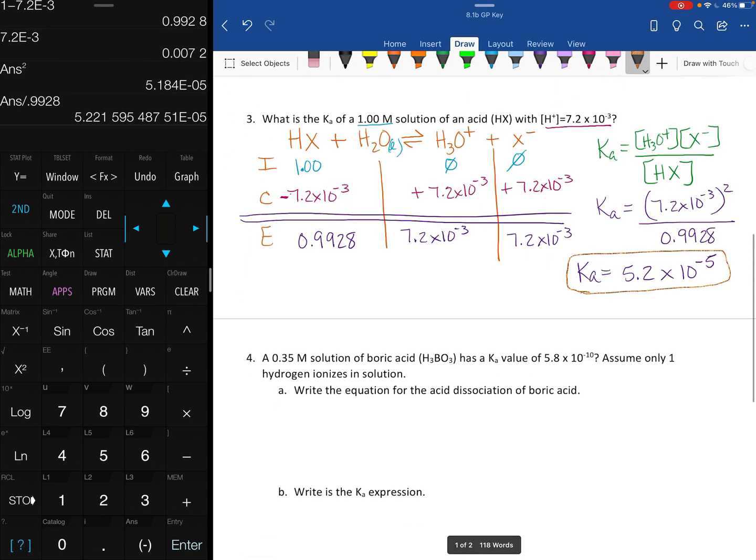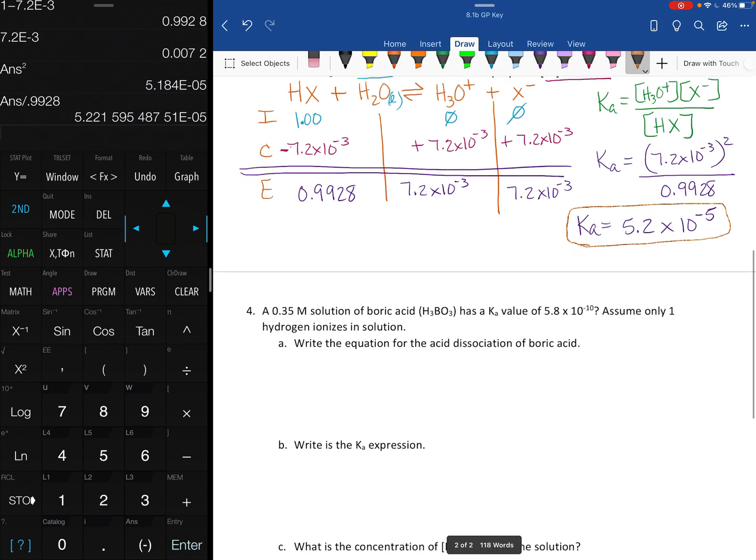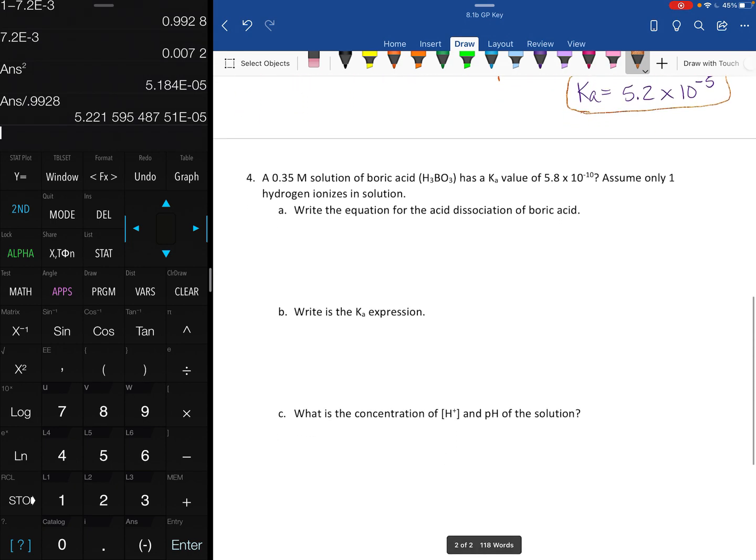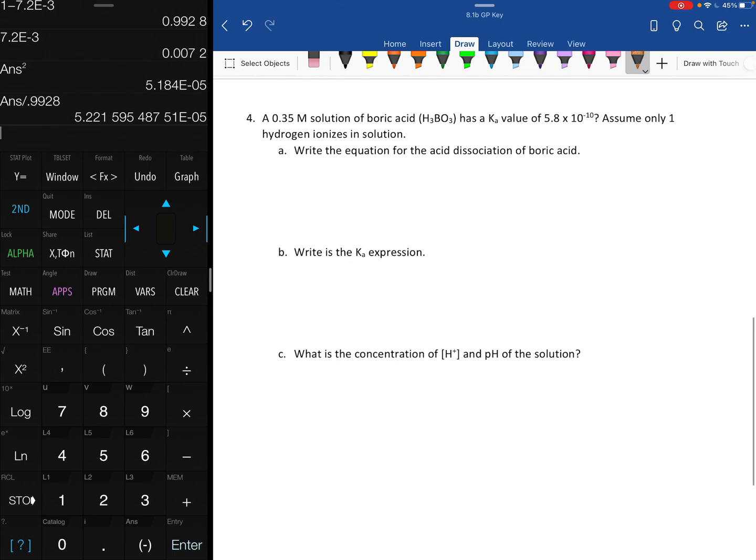All right, let's try something just a little bit further. We're going to start off with a specific example. So in this case, we're given a 0.35 molar solution of boric acid, and if we are given the Ka value, now we're going to work through some problem solving. And you can pause this and try it yourself first. I recommend that, and then look back and see where you might need some supports.